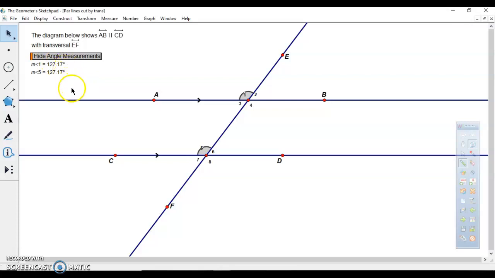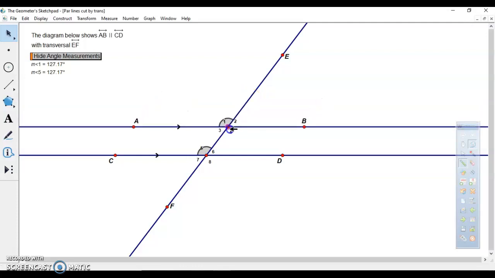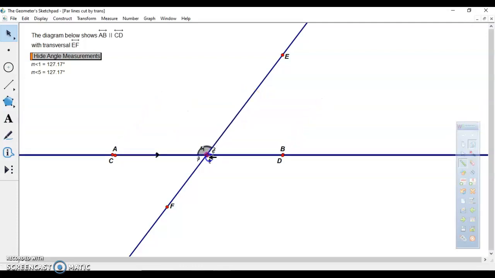Angle 1 is 127.17 degrees, and angle 5 is 127.17 degrees. And you guys, that should make a lot of sense to you. If these lines are parallel, and I could slide this guy right down here on top of this line, those angles should be exactly the same size.